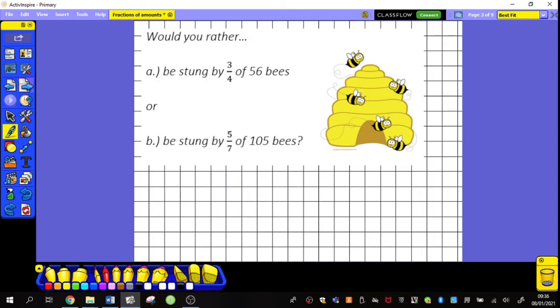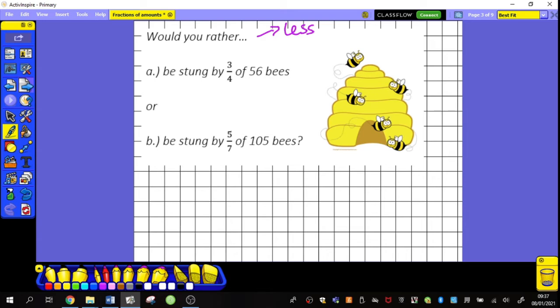But this is your task for today. You're going to be completing would you rather questions. So would you rather A, be stung by 3/4 of 56 bees, or B, be stung by 5/7 of 105 bees? First thing I'm going to be thinking in this problem is this problem a good thing or a bad thing? So would I rather have less of it or more of it? Now I know being stung by bees hurts, so I'm going to want less bees stinging me.